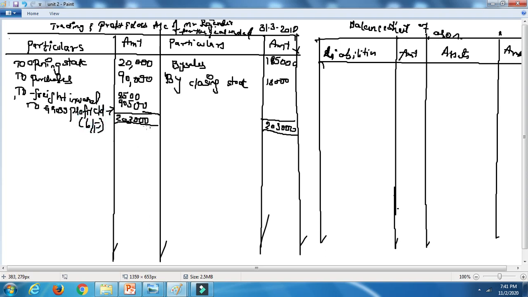Now the carried down will become the brought down, like how we used to do for the ledger account. The same manner here also you need to do: gross profit brought down. From here your P&L account starts. Brought down you need to write 90,500. Okay, now let's take all the items of the profit and loss account one by one.